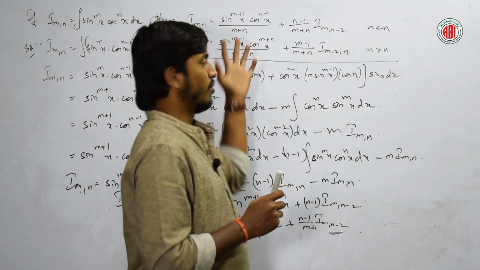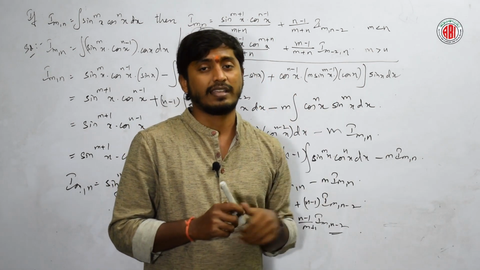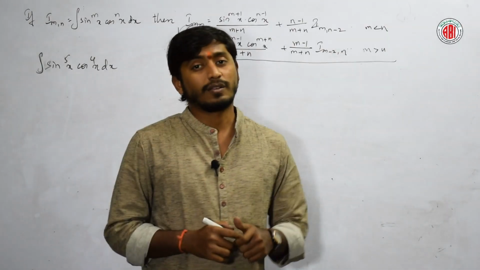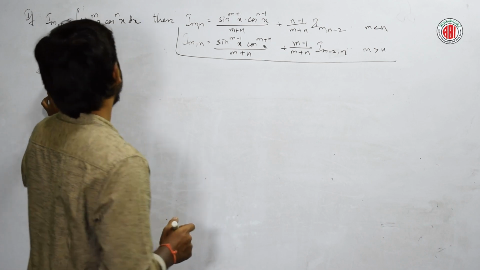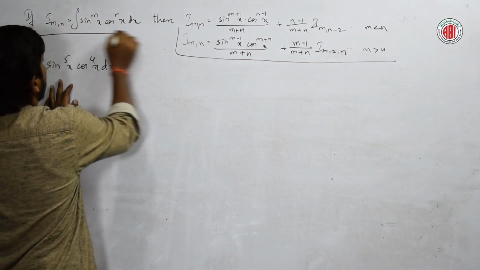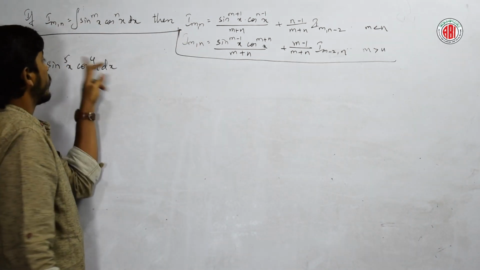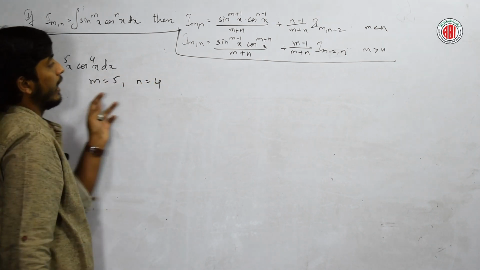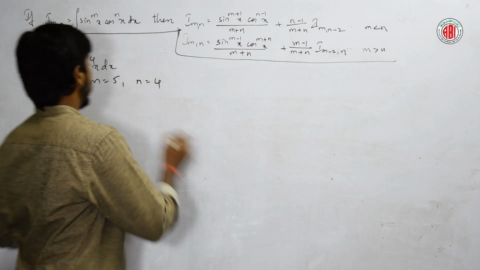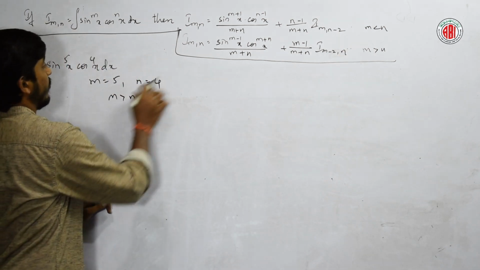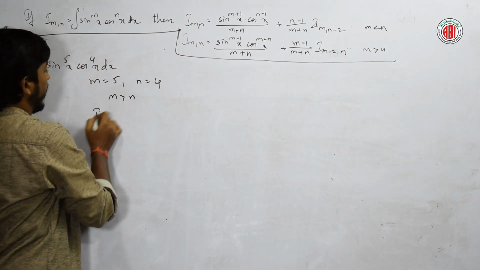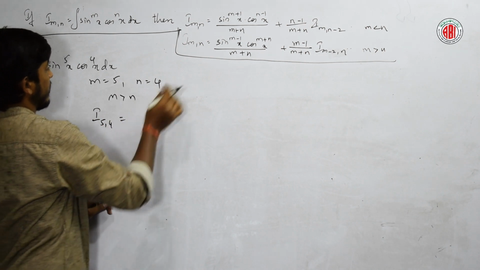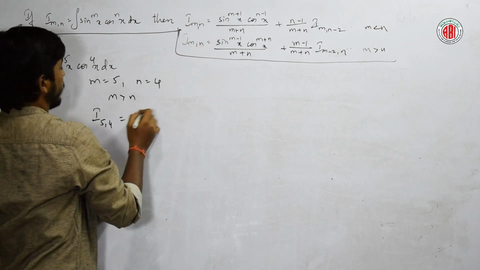Fine. Shall we do one or two problems of this kind? Let's do. Look at the question here. He gave to find integral sin power 5 cos power 4 dx. So if you observe, what is m here? 5. What is n? 4. Is m greater than n? Yes. So m is greater than n. So we have to use this formula. Therefore, I 5 comma 4 is, let us substitute all the things here.